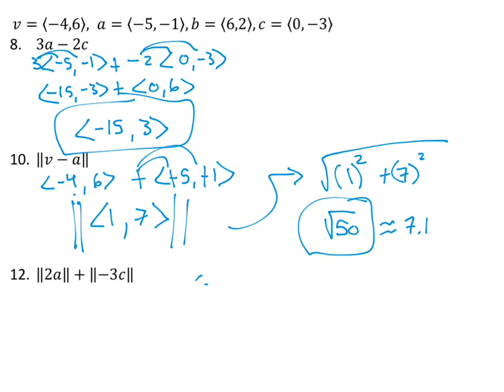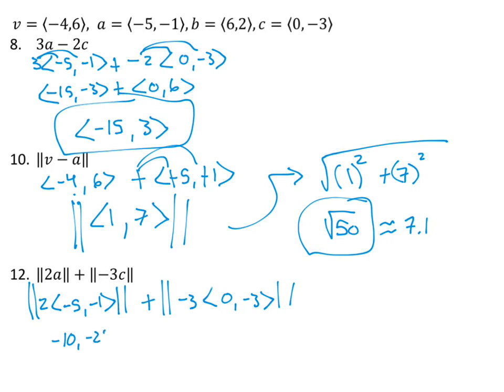On this last one, I'm going to do 2 times a, which is negative 5, negative 1, and get the magnitude of that. And then we need to add the magnitude of negative 3 times c, which is 0, negative 3. I got some extra marks here. Let's get rid of those. So yeah, you want to distribute inside and then get the magnitude on each of these. So they'll give you a negative 10, negative 2. You want to get magnitude plus magnitude of 0, 9.